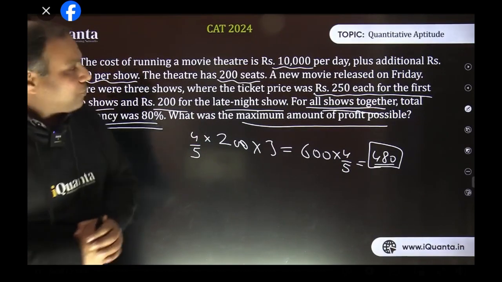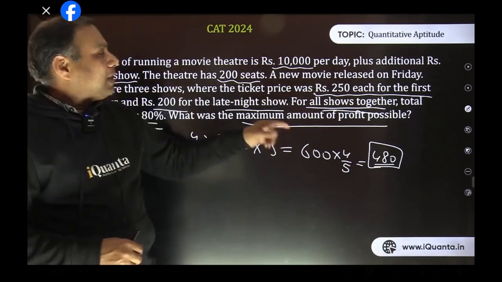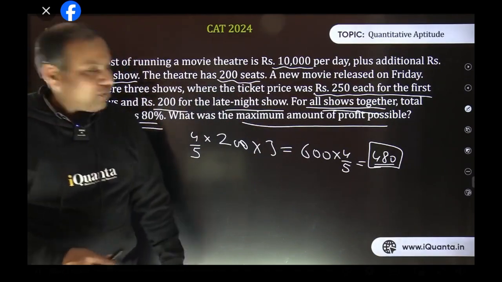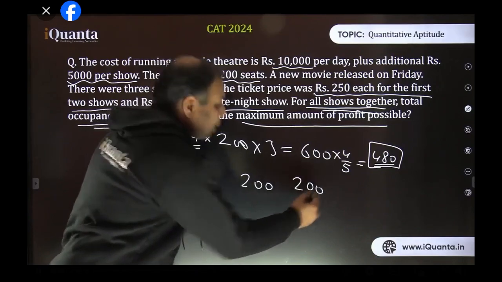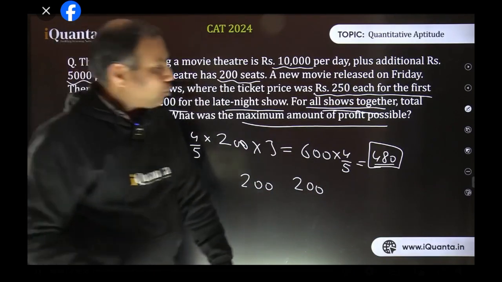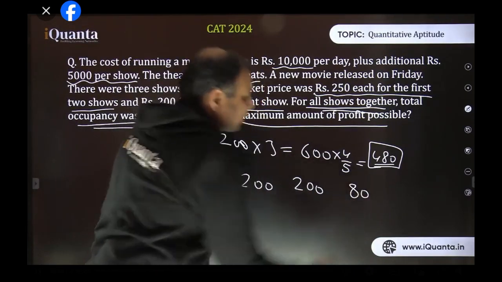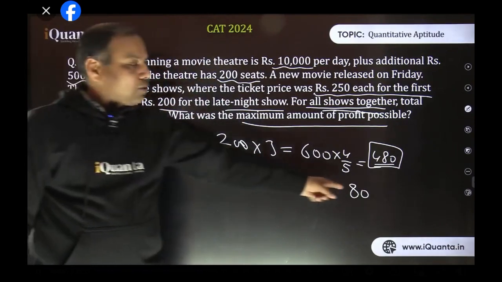Yes, Mehak, that's true. In the first 2 shows where the ticket price is higher, what should we take? House full. That's all the 200 seats have been filled, so 200 seats have been filled at the price of 250. Then in the second show, again, all 200 seats are filled at the rate of 250 per ticket. And in the third show, where the price is 200, only 80 tickets have been sold.